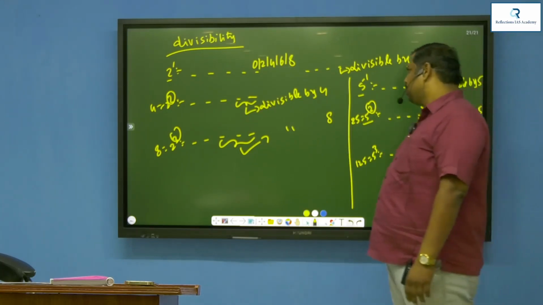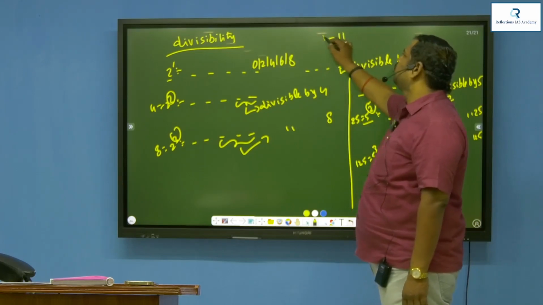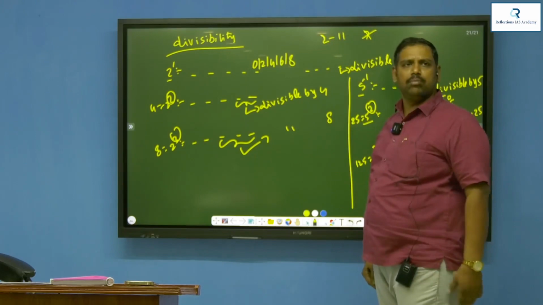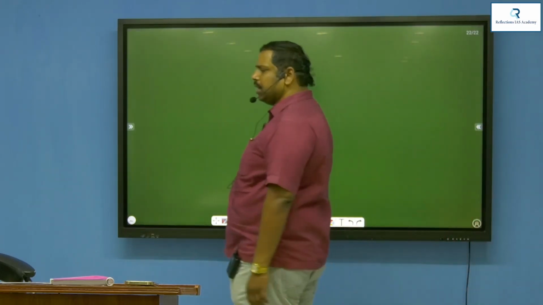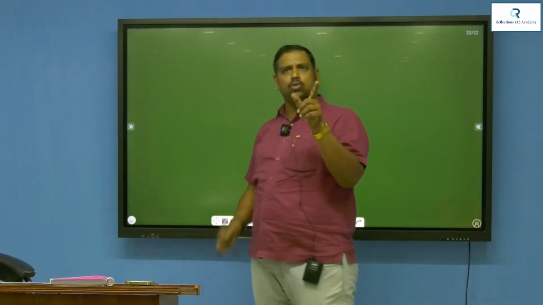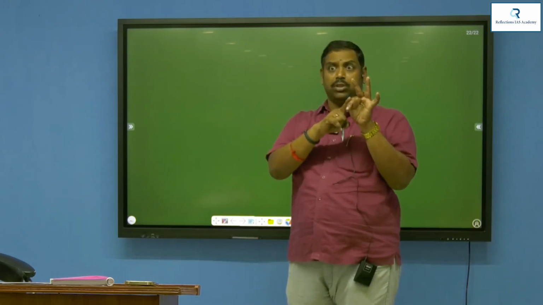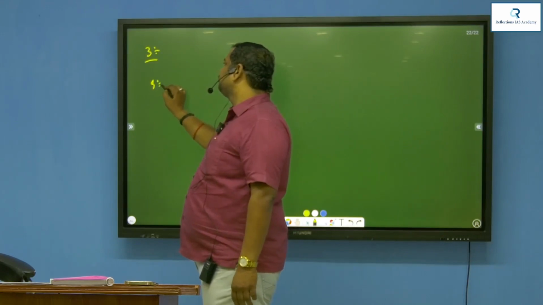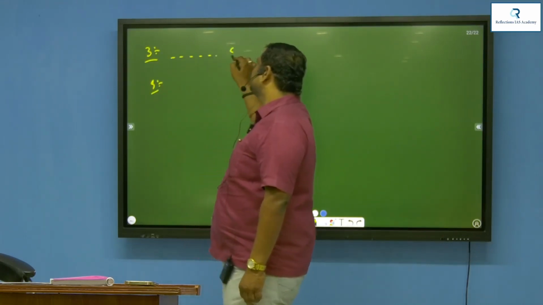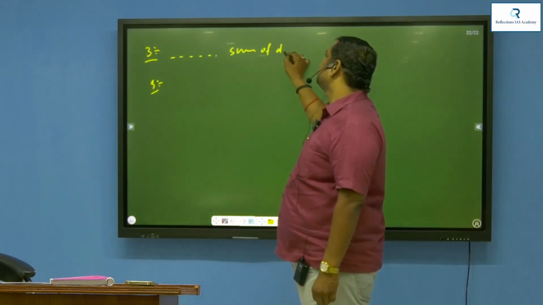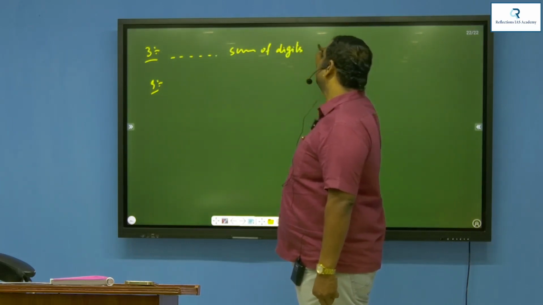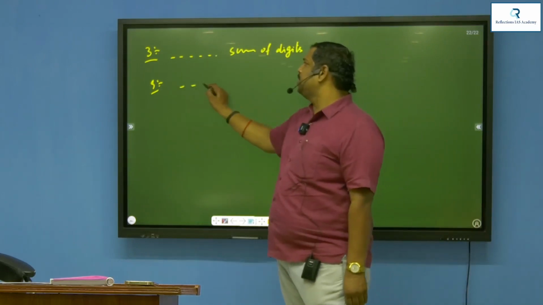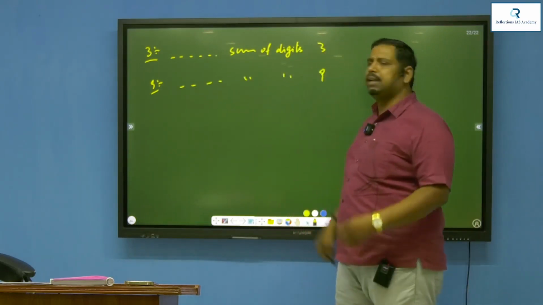Now we have to discuss 2 to 11 here. 7 is not required, and after that a few more. Out of 2 to 11, 2 is completed. 3 is not completed, right? Go with the divisibility rule of 3. 3 and 9 are the same. 3 means the sum of digits should be divisible by 3. 9 means the same: the sum of digits should be divisible by 9.